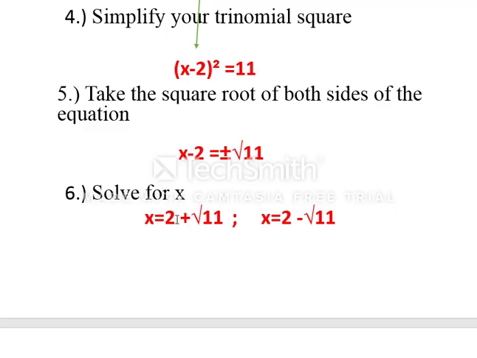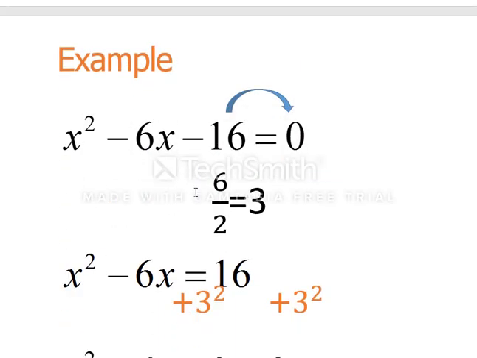The first one is x is equal to 2 plus square root of 11. The second one is x is equal to 2 minus square root of 11. After solving these two equations, we will get the two answers of the quadratic equation. Now let's have another example.